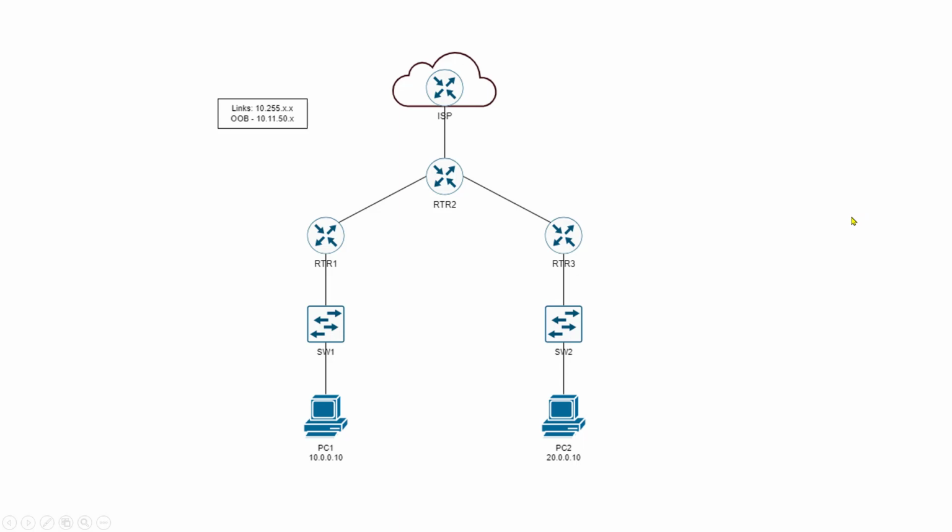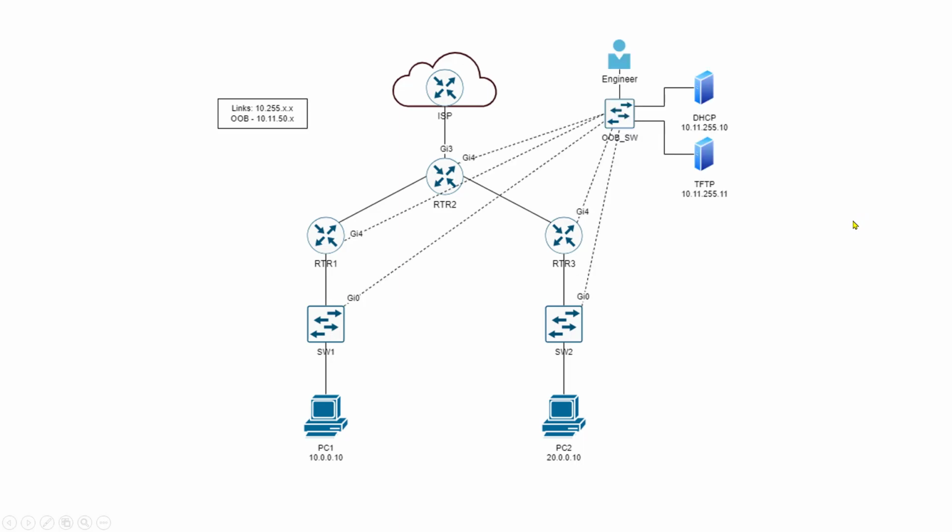And how we're going to do that is through these connections. So these are going to be the kind of the out-of-band management connections. So these switches, they have a gig 0, and then the routers, they have a gig 4, and we're going to kind of turn those into a management port by putting a VRF on them.